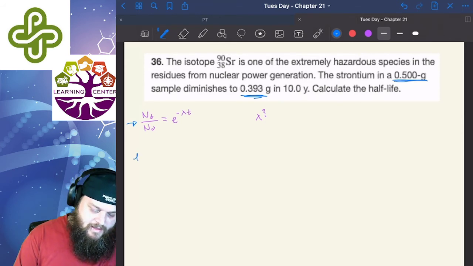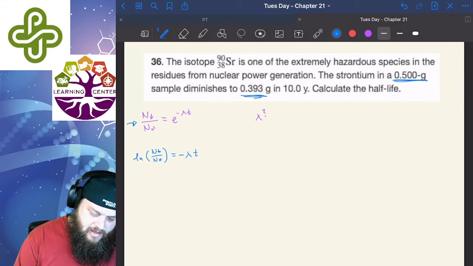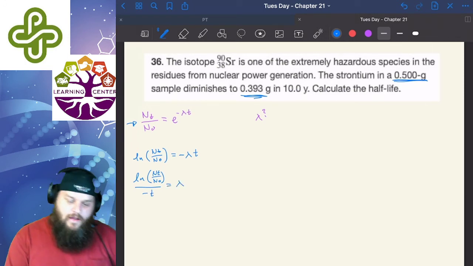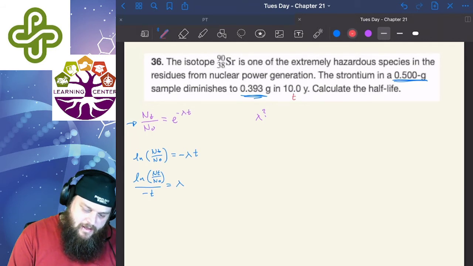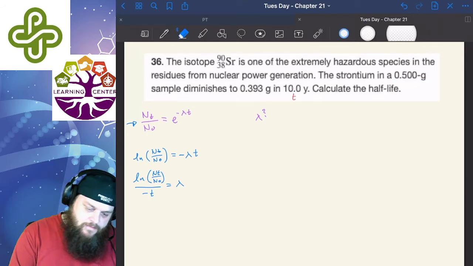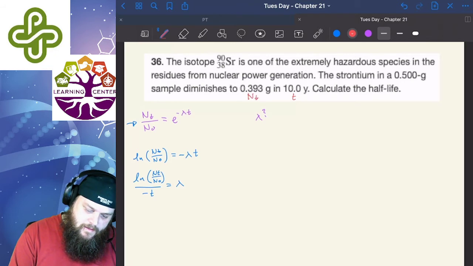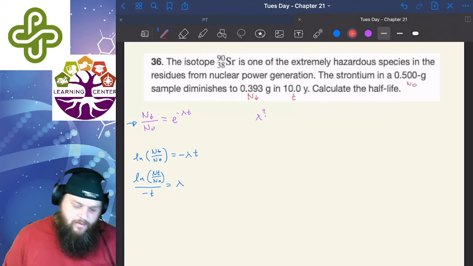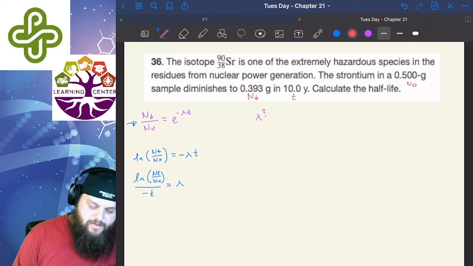To do that, I can say the natural log Nt over N naught is going to be equal to negative lambda t, divided by negative t, and that will equal lambda. So now I know I have my values, t here, Nt, and N naught there. So I have everything I need to solve for that at this point.